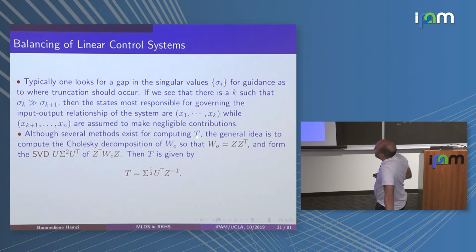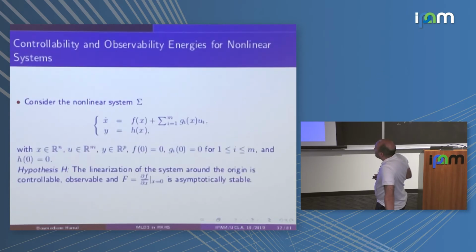Here there are many methods, but the one we'll be using in the nonlinear case is by considering the Cholesky decomposition of W_O. So we get a matrix Z, then compute the SVD U of Z transpose W_C Z, and then get T equal to the following thing. So these are the things that we are going to use in the nonlinear case.